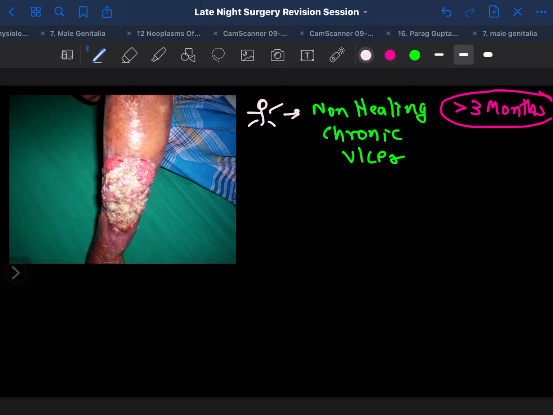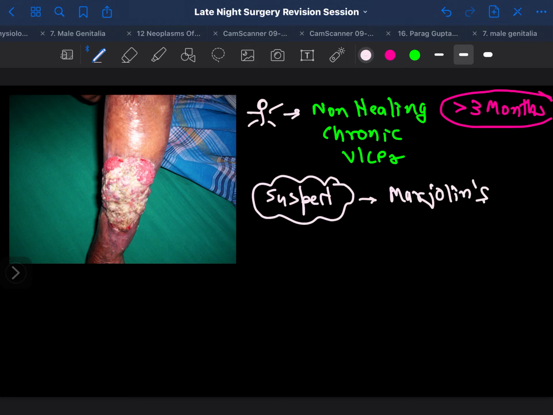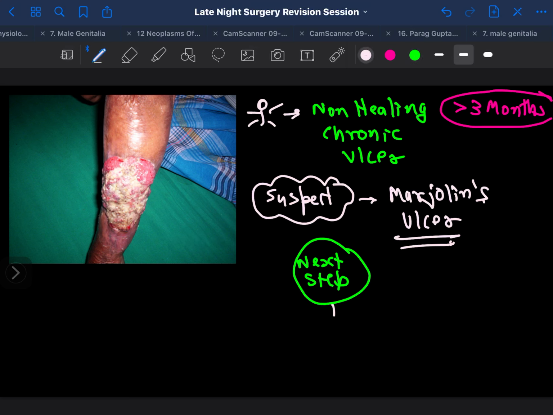So whenever you have a patient with such a non-healing chronic ulcer, you suspect malignancy. You suspect that this might have converted into a Marjolin's ulcer. And if at all somebody asks you what is the next step in the management of this particular patient, the next step is what is called a wedge biopsy.